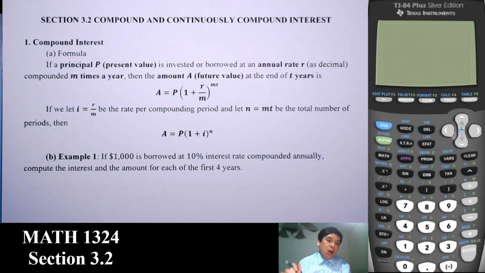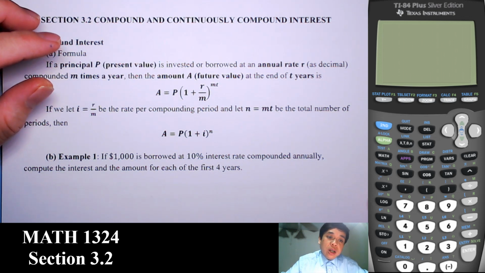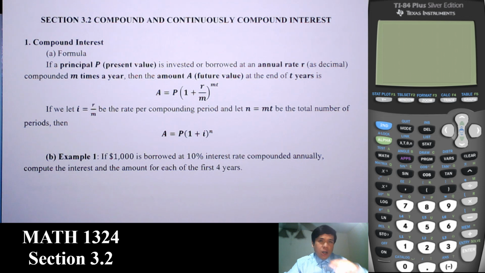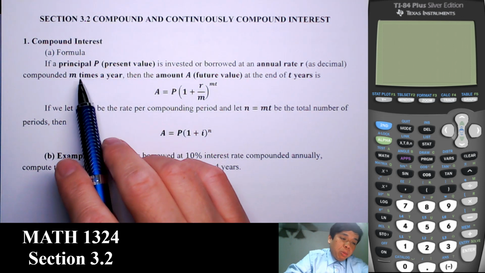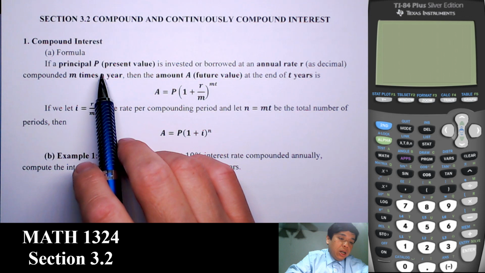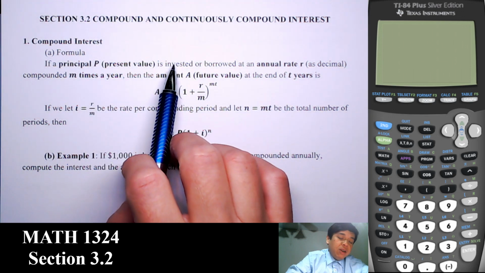Hi everybody, welcome to another video in Math 1324, section 3.2, compound and continuous compound interest. So we briefly introduced this in section 2.5. Now we study that in depth. Now let P be the principal or the present value, so pretty much the amount that we invested or borrowed.